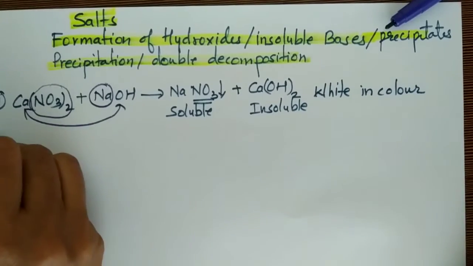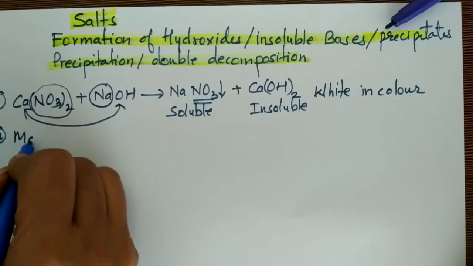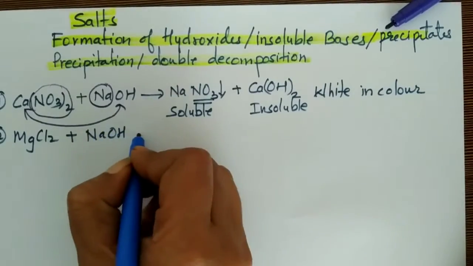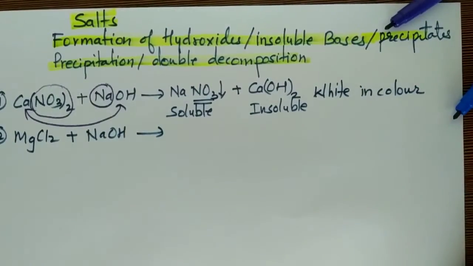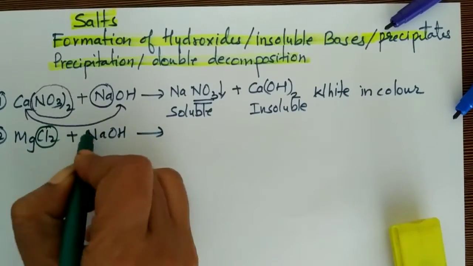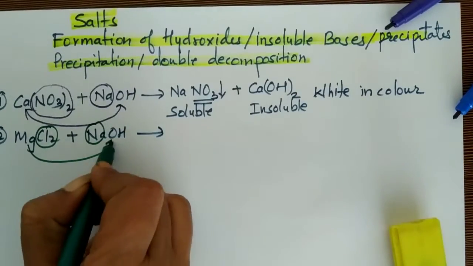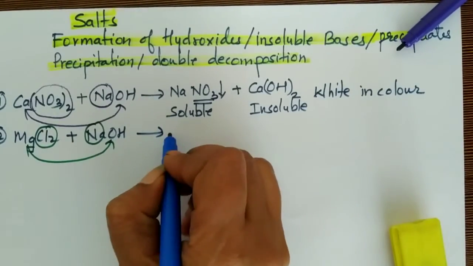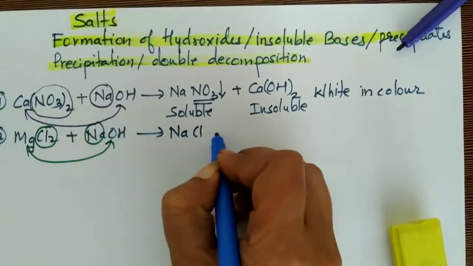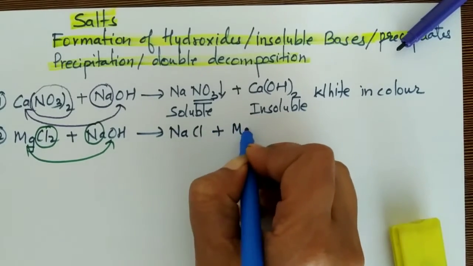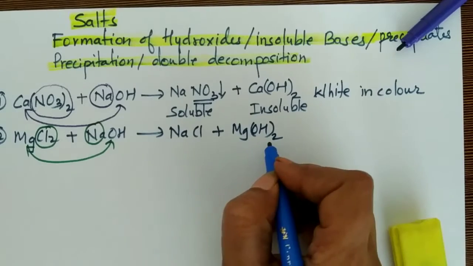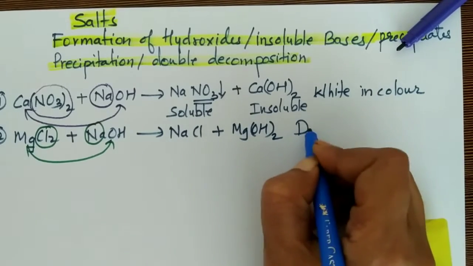Let us see next, magnesium chloride. Magnesium chloride, when mixed with NaOH, combines and forms NaCl and Mg(OH)2. These both are soluble. It forms NaCl plus magnesium hydroxide. Valency of magnesium is 2. This is dull white in color.